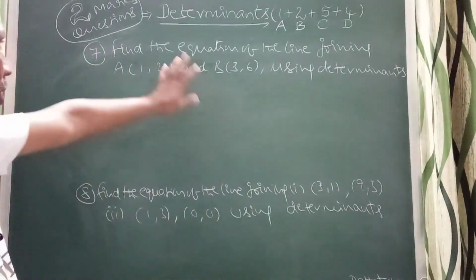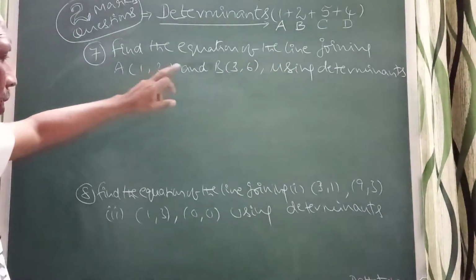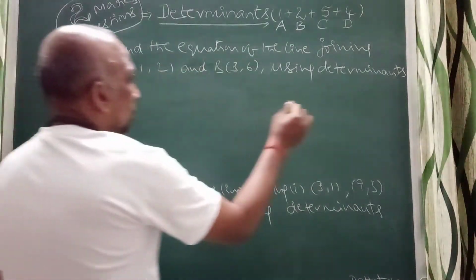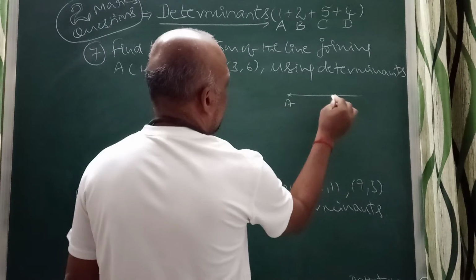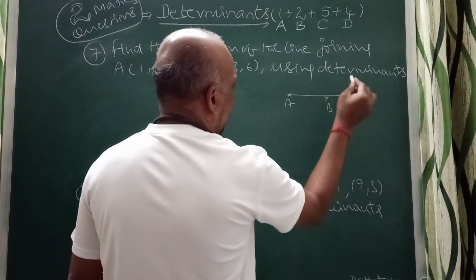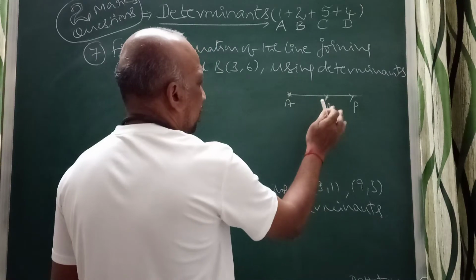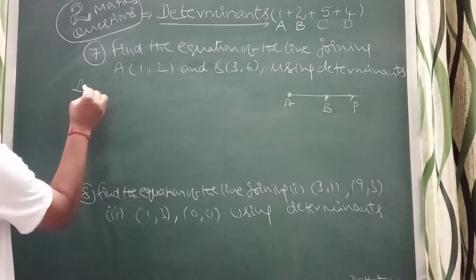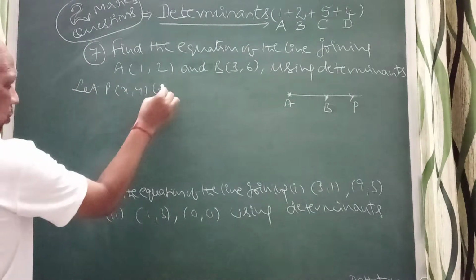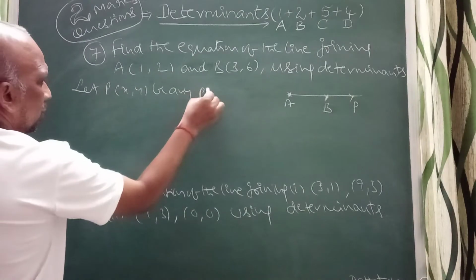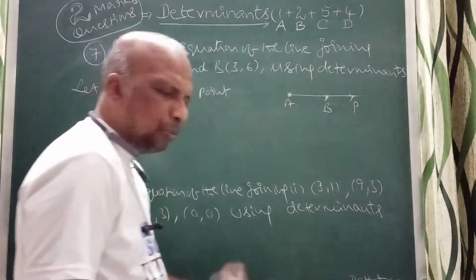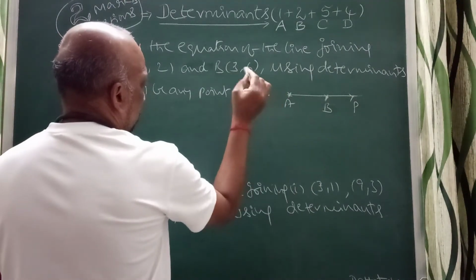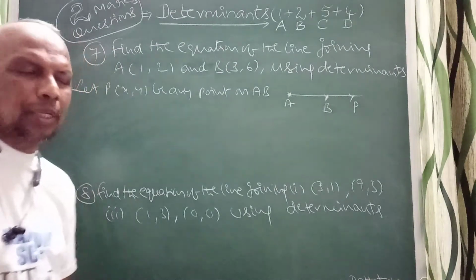Now see this problem. Find the equation of the line joining A(1, 2) and B(3, 6) using determinants. AB is given. I will take one more point P on this line. A and B are given points. Let P(x, y) be any point on the line AB, joining A and B.